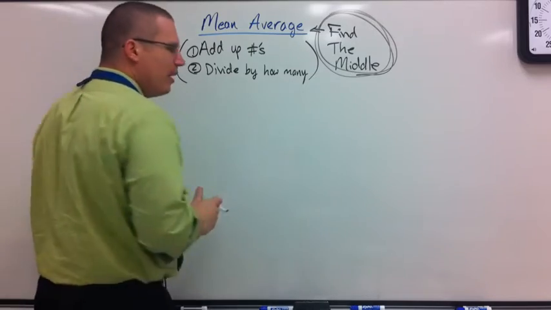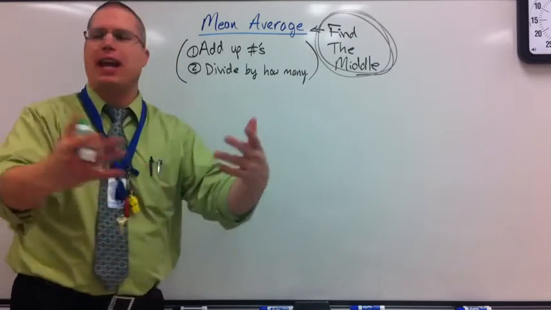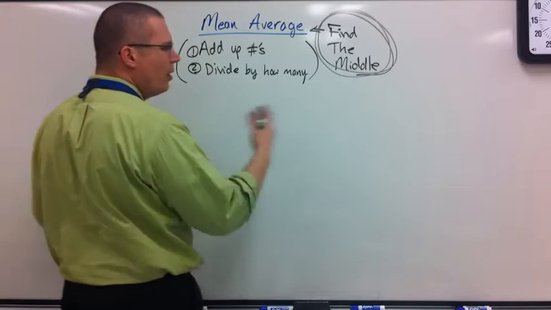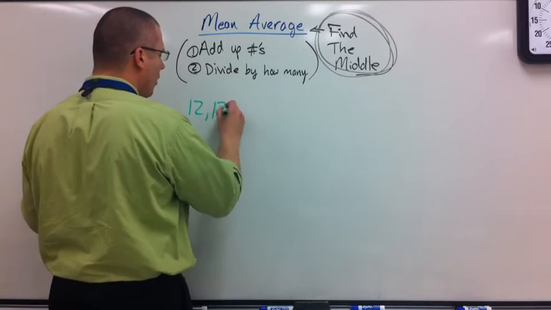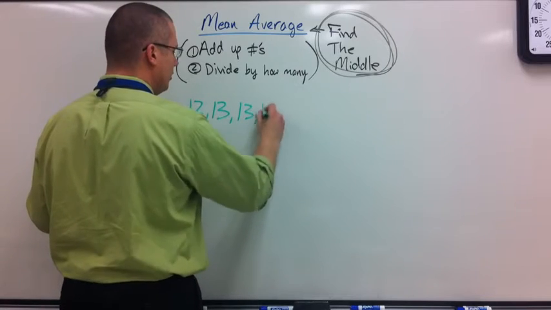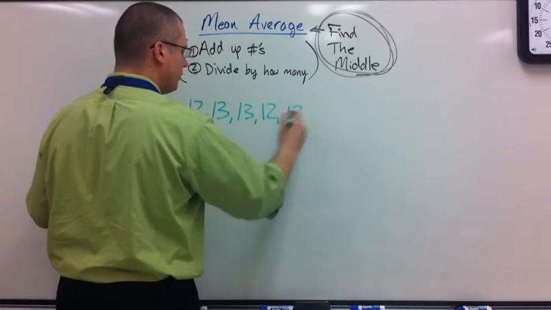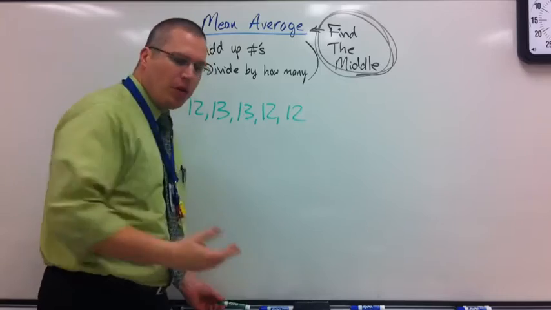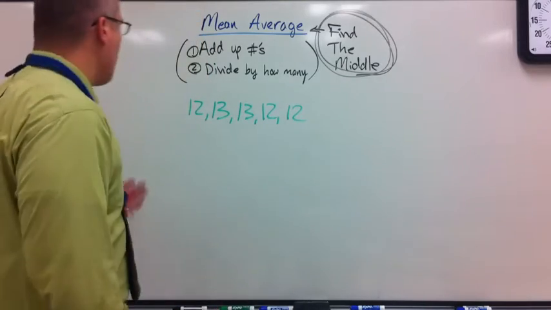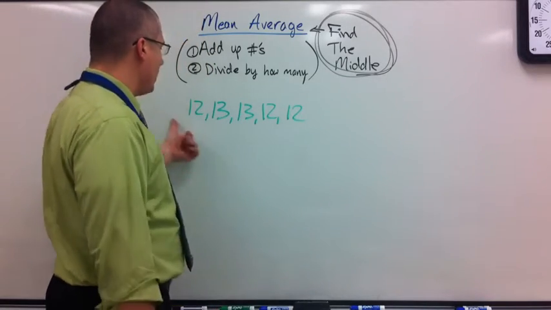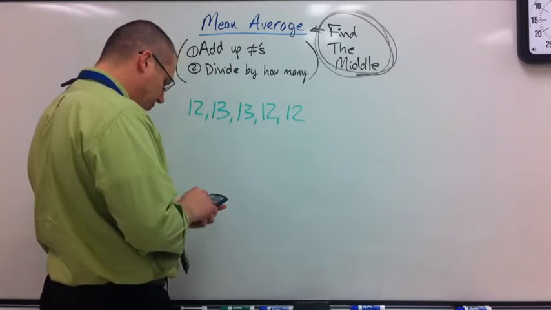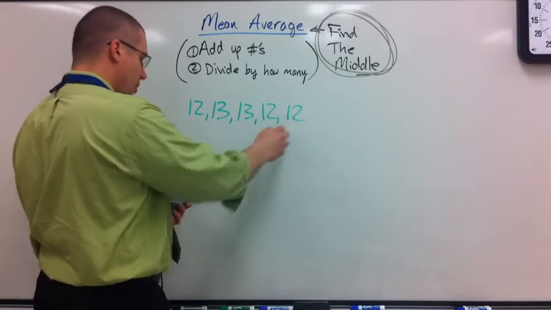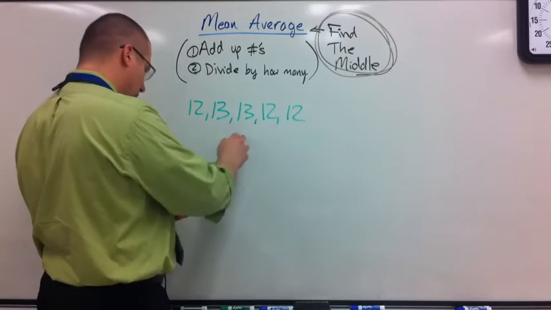So I'm going to take a list of data. My question is this: what's the average age of a 7th grader? So I asked 5 people. These are the answers I got: 12, 13, 13, 12, 12. So I ask you what the average age is. If I do the mean, I would add all of these up and divide by 5. 1, 2, 3, 3 12s, 36 plus 26.